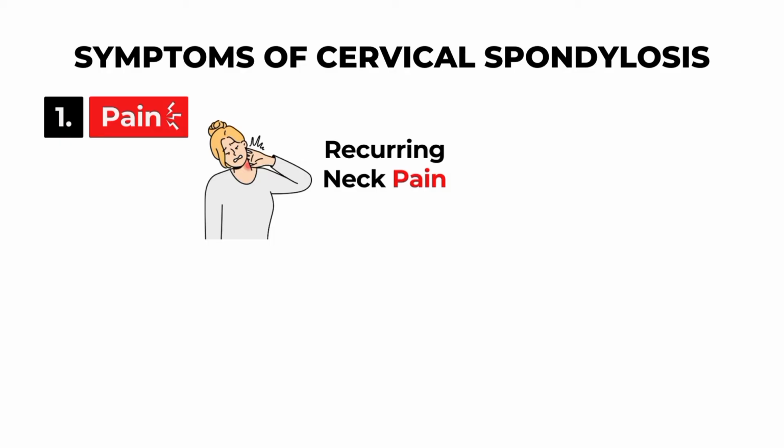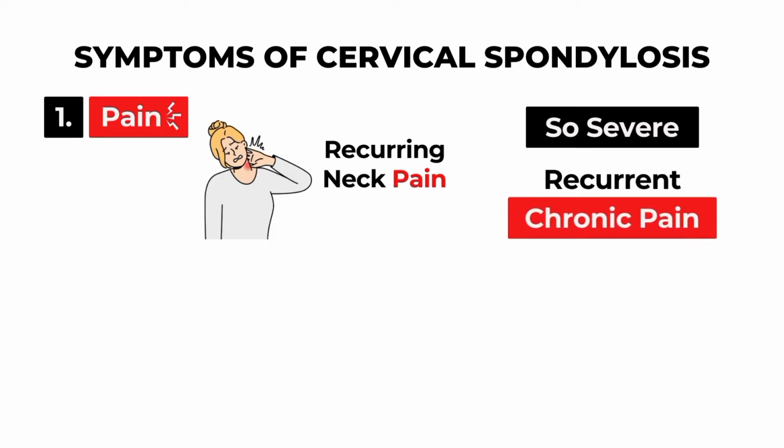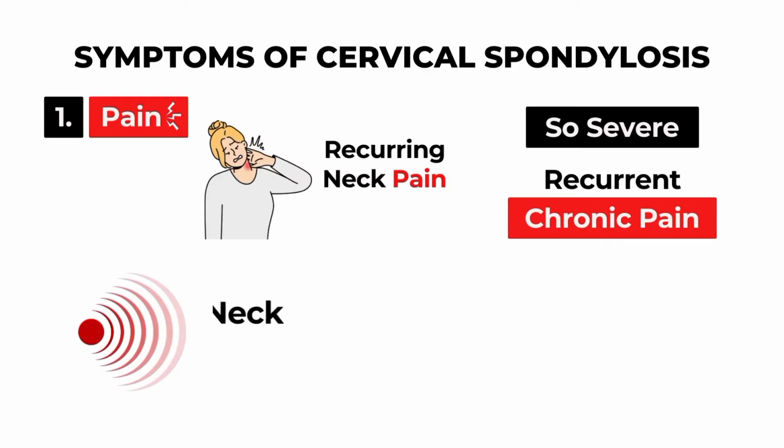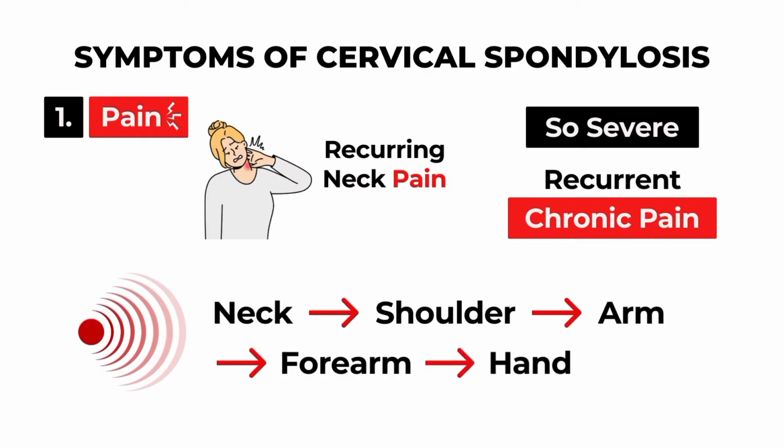Now, in cervical spondylosis, the pain could be just recurrent chronic pain, but sometimes could be very severe. What is important about the pain that occurs in cervical spondylosis is that the pain could actually radiate from your neck, radiate to your shoulder, to your arm, to your forearm, and to the hand.